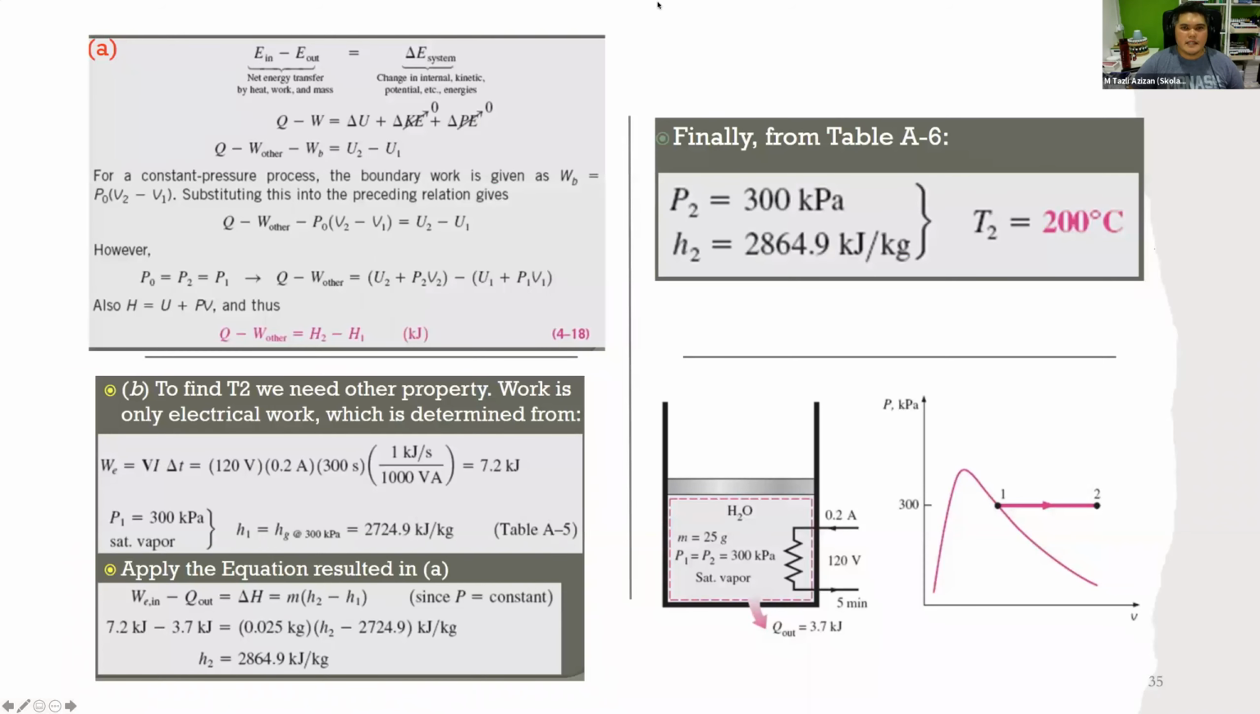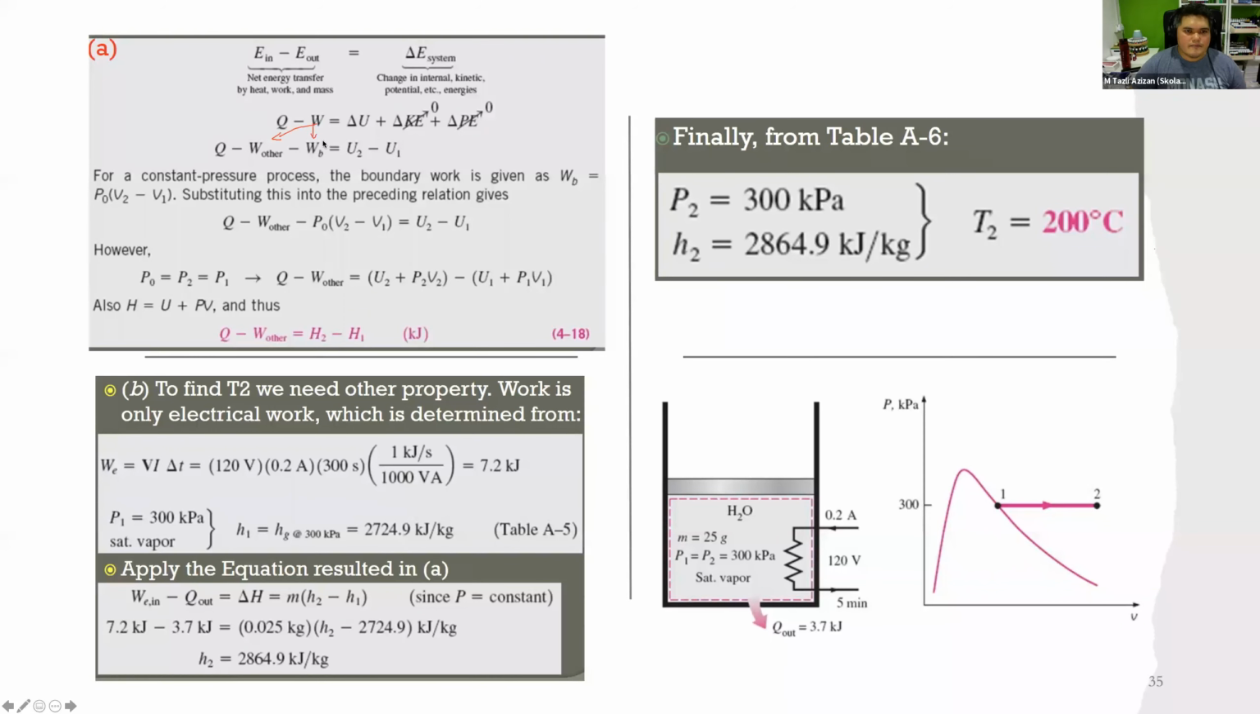Energy in minus energy out equals to the change of the system. And then when you put the energy in minus energy out, you put this particular equation, Q minus W is equals to delta U plus delta KE plus delta PE. And you know that W is actually a combination of work by others, such as shaft work and so on, and boundary work, and it is equals to U2 minus U1.